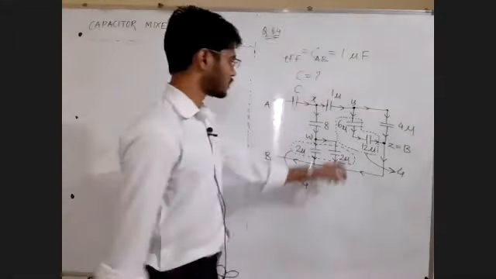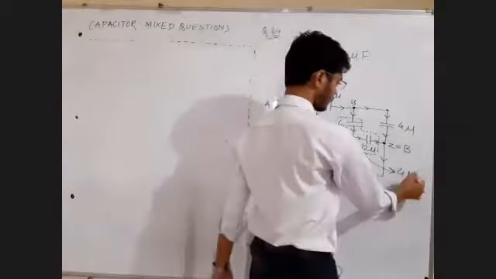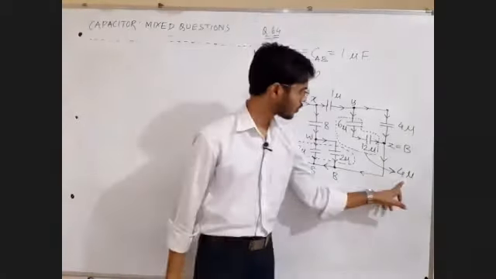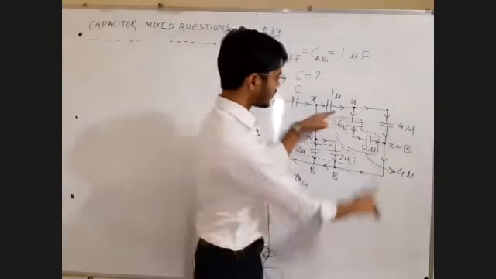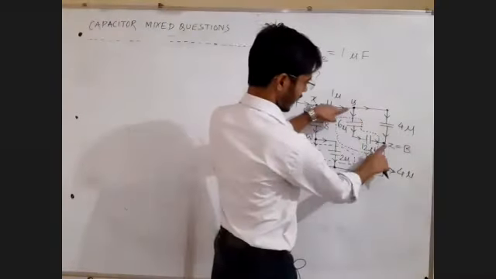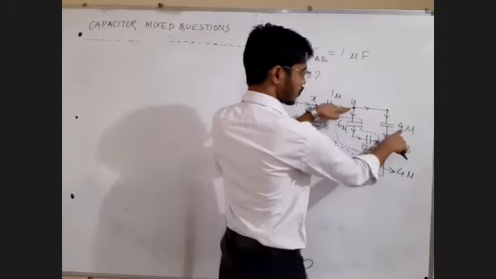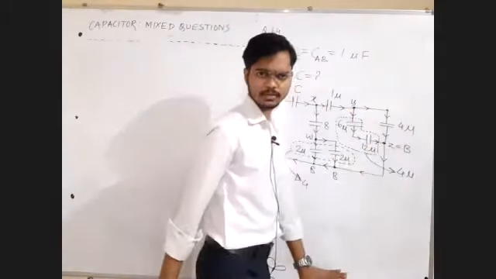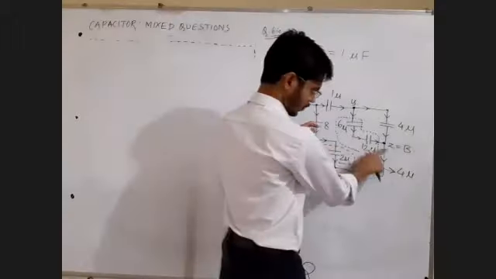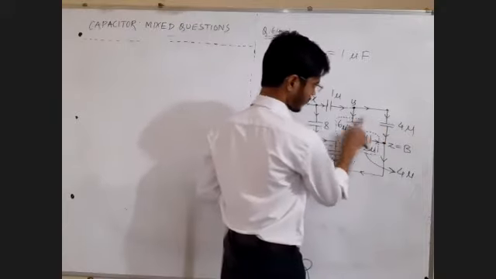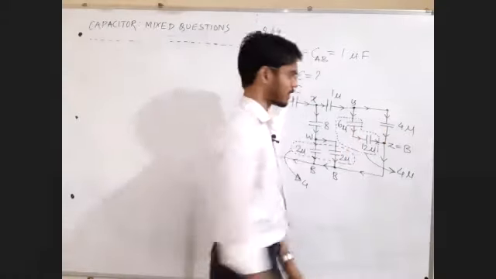Next, this is 4 micro. Now, in the mind we can do this: this 4 micro between Y and Z, that 4 micro and this 4 micro are in parallel. This 4 micro and this 4 micro are in parallel.